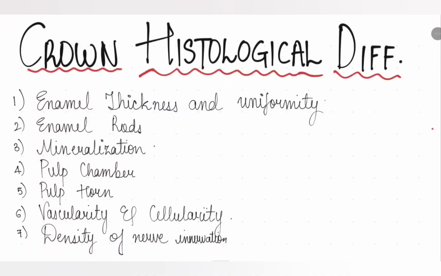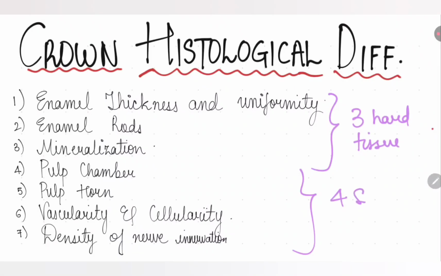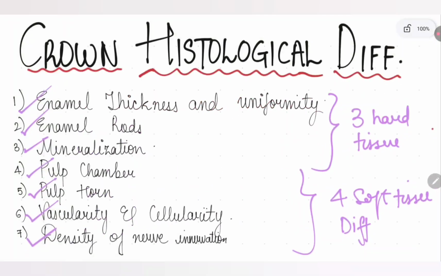Let's begin with the next part, which is the histological differences of the crown. There are three differences we are going to study of the hard tissues and four differences of the soft tissues. In hard tissue differences, we have enamel thickness and uniformity, then enamel rods, and mineralization. In soft tissues, we have the pulp chamber, the pulp horn, the vascularity and cellularity, and the density of nerve innervation. So yes, let's begin.